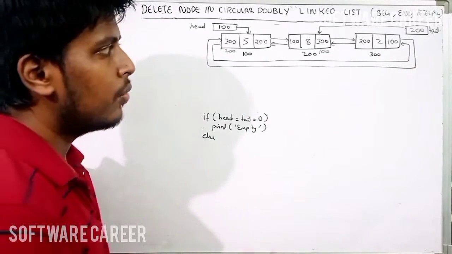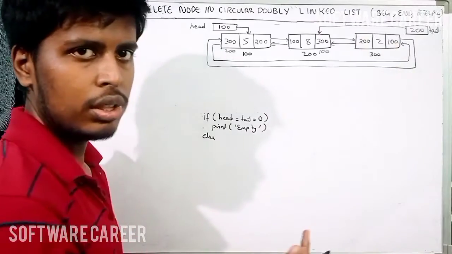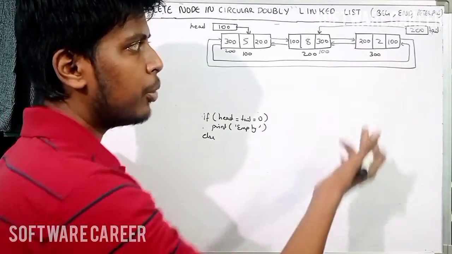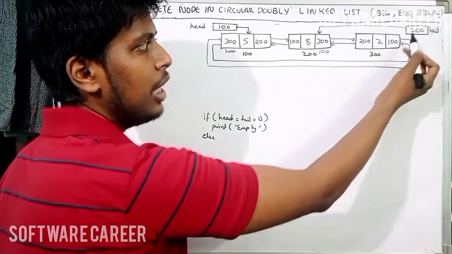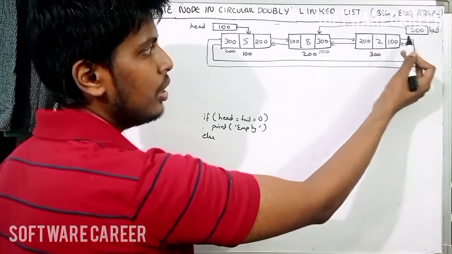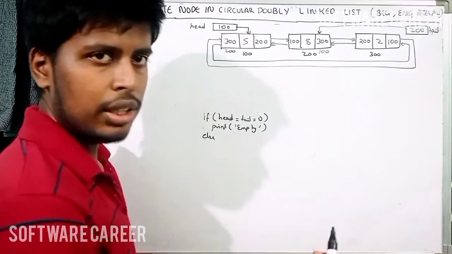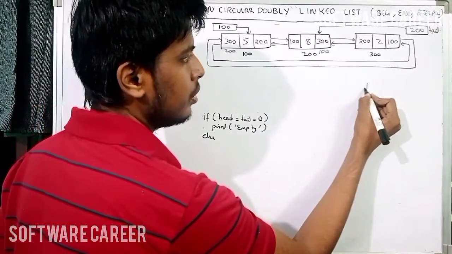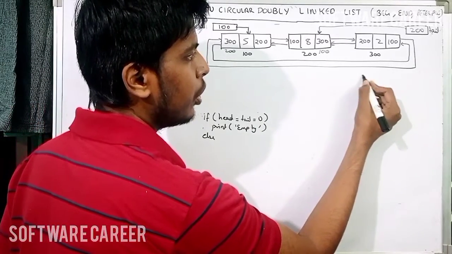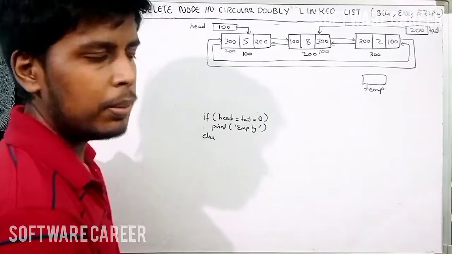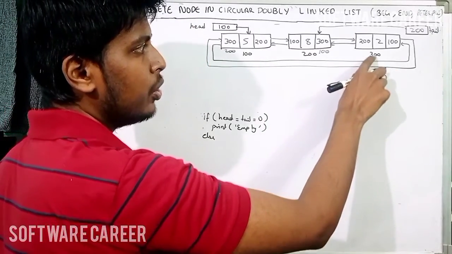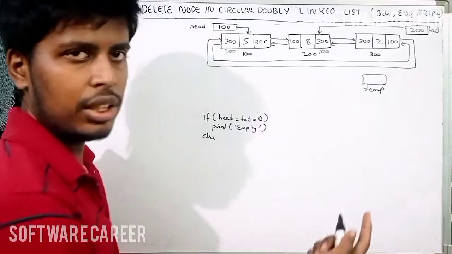How to delete? You should access this node. For accessing you need a pointer, but no pointer is pointing. First the tail was pointing here, but now tail is pointing towards 200. So I should create another variable called temp. Now temp should point towards this node. But see, temp should point to this 300, so where can we get 300?